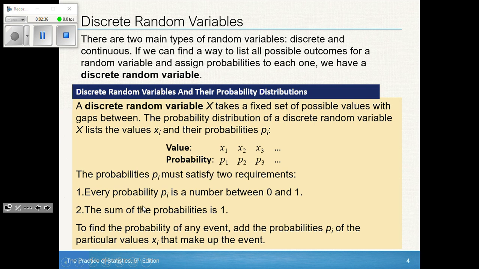They have to add up to 1, and to find the probability of any particular event, these outcomes are going to be disjoint, so we can add up the individual probabilities. I'll show you some examples of this, so don't let your head swim too much. But in a discrete random variable, we can list all the possible outcomes and assign probabilities.